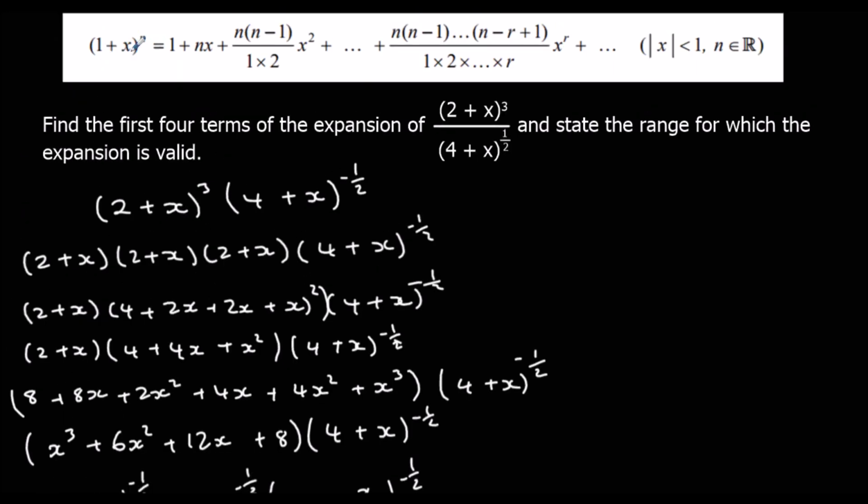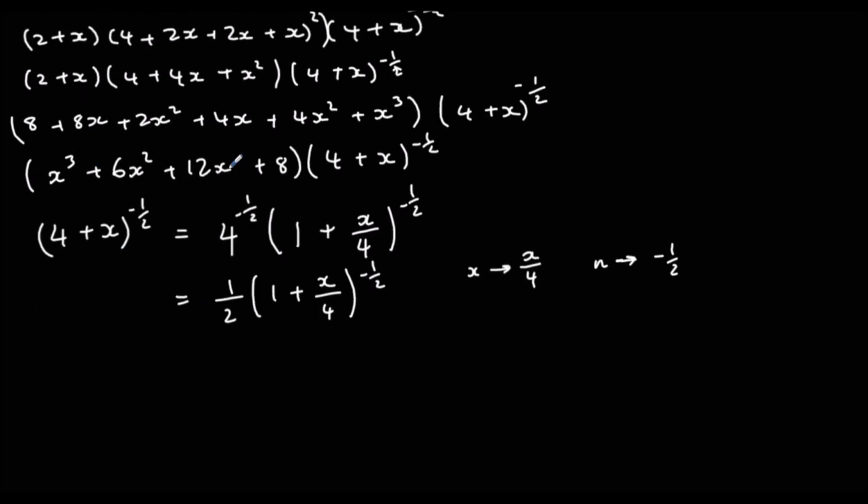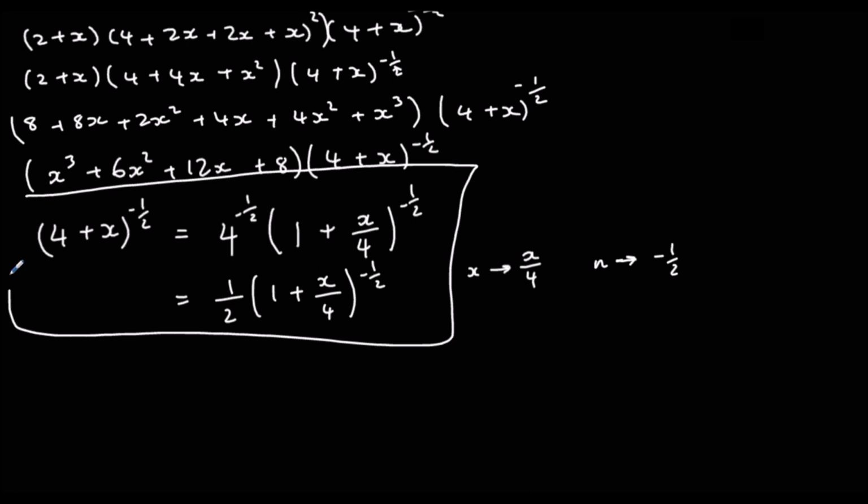So 1 plus something to the power of something. So my x is going to be x over 4. And my n, so my x is x over 4. So I'm going to change x into x over 4. And I'm going to change n into minus a half. So now I can write the expansion for this. So I'm going to write the first bracket. So I've still got my x cubed plus 6x squared plus 12x plus 8.